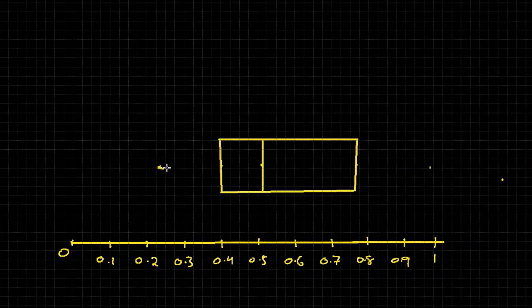And we connect it with the minimum, and we connect it with the maximum as well. This is the box and whisker for type A.